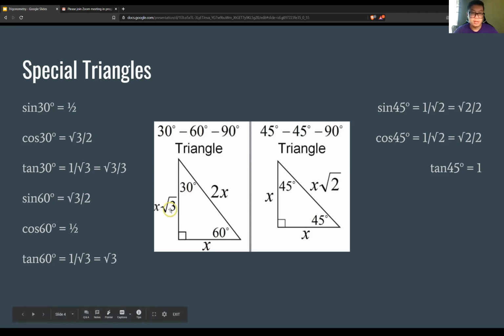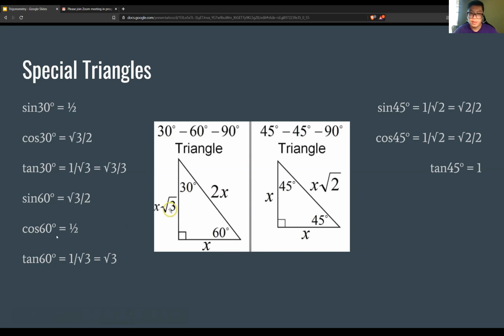Okay, yeah, this is very important, so I'm glad you guys understand. Okay, let's look at sine of 60 degrees. So take the 60 degrees. And remember, sine is opposite over hypotenuse. So the opposite side of the 60 degrees is no longer x. Now it's x square root 3. So we're looking at this side. So x square root 3 divided by 2x. And that's simplified to square root 3 over 2.